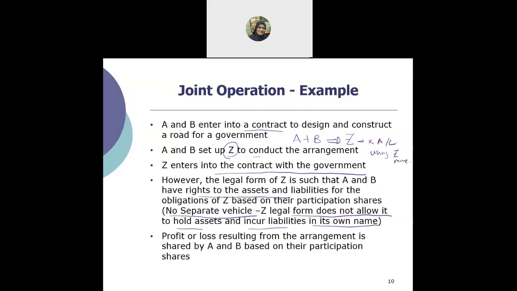Okay, profit or loss resulting from the arrangement here is shared. So any profit or loss that is the output of ZAC is going to be shared by A and B based on their participation shares. So A and B are going to share profit or loss from ZAC.